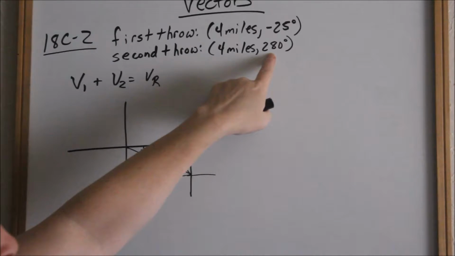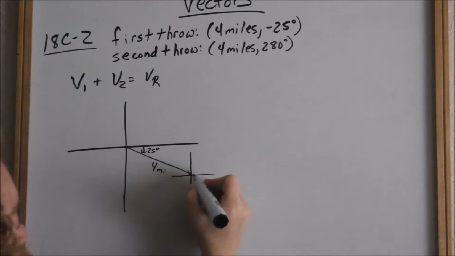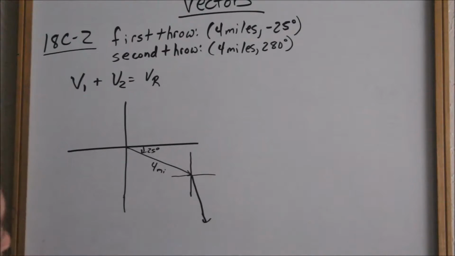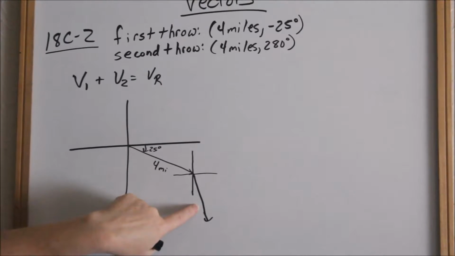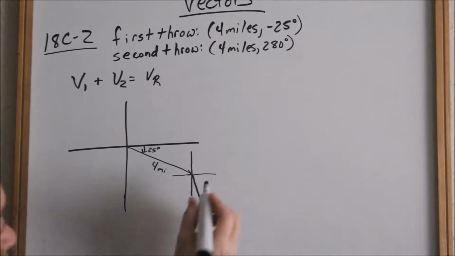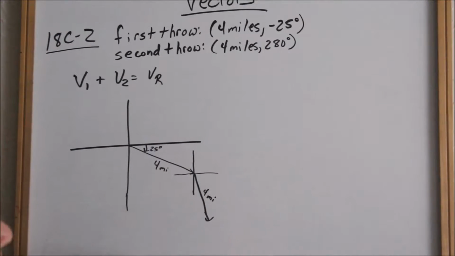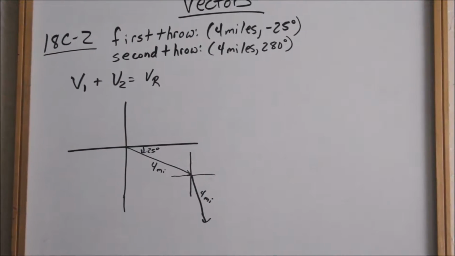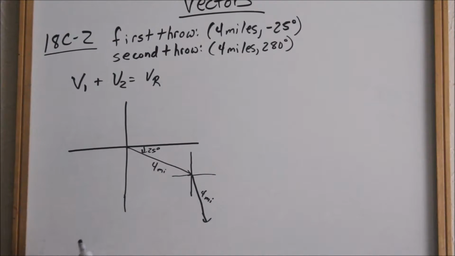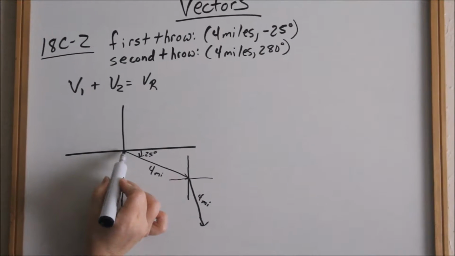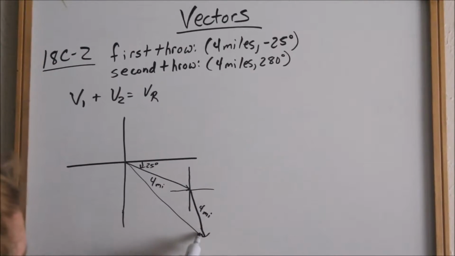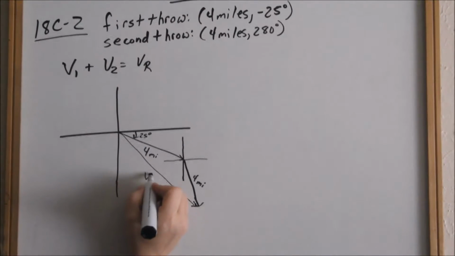You're going to be at 280 degrees, which is also in quadrant 4. So about right here is 280 degrees, and it's 4 miles. Since that length represents 4 miles, I want them roughly the same length. Starting at 0 going all the way around would be 280 degrees. Then our resultant will always be from the origin, so this is the resultant. When you add these two vectors together, then starting at the origin to that finishing mark is the resultant.